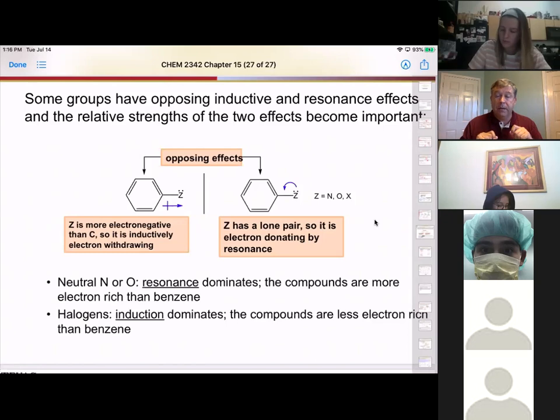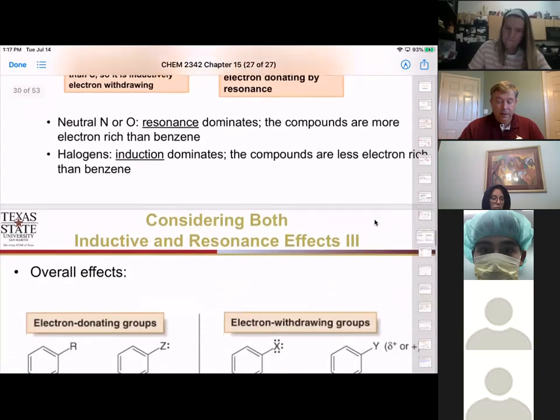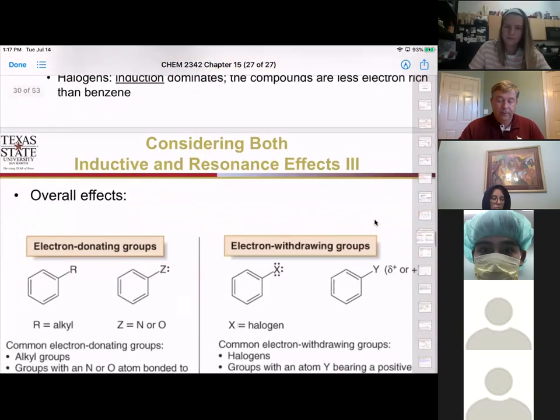the inductive effect dominates, and therefore they actually pull electron density away from the benzene ring, okay? But those lone pairs will give us some selectivity on where the next reaction happens. Okay, and we'll see that in a couple slides. Okay, so electron withdrawing can happen inductively or by resonance, and the different groups have different levels of importance. Okay, so let's consider both effects, okay?